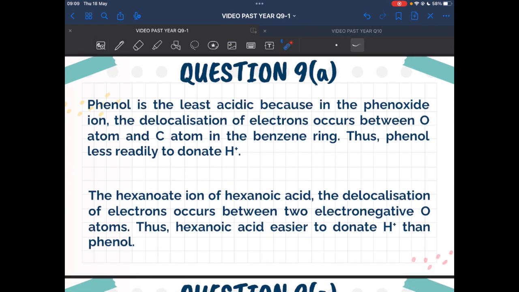So phenol is the least acidic because in the phenoxide ion, the delocalization will occur between oxygen atom and carbon atom yang ada different electronegativity. So thus phenol is less readily to donate hydrogen ion yang menyebabkan dia jadi less acidic. But for the hexanoate ion of the hexanoic acid, the delocalization will occur between two electronegative oxygen atoms. Thus hexanoic acid is easier to donate hydrogen ion.